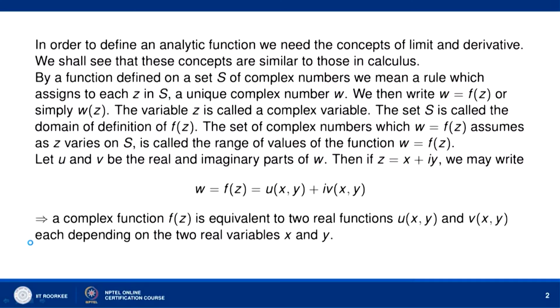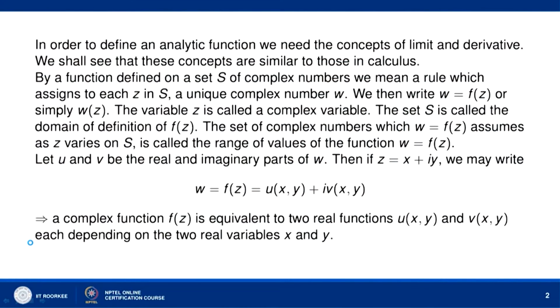By a function defined on a set S of complex numbers, we mean a rule which assigns to each z in S a unique complex number, say w. We then write w equal to f(z), or simply w(z). The variable z is called a complex variable. The set S is called the domain of definition of f(z). The set of complex numbers which w equal to f(z) assumes as z varies on S is called the range of values of the function w equal to f(z).